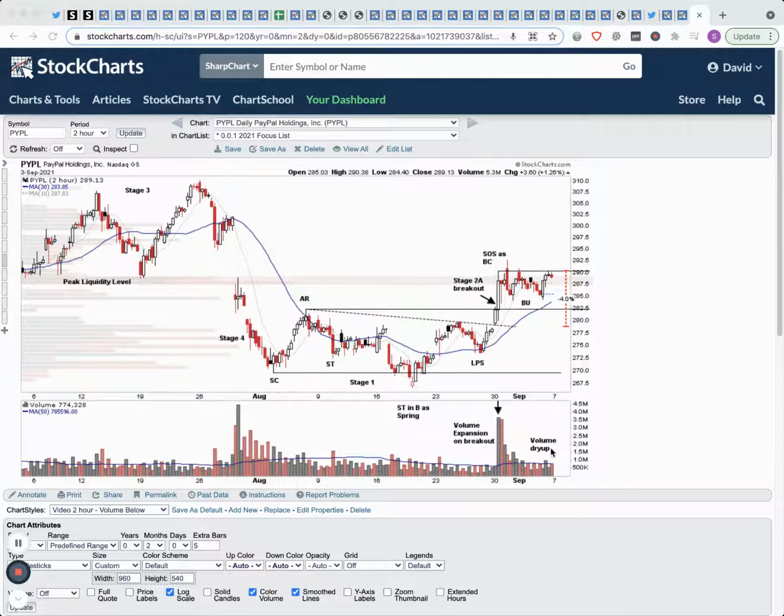And you can see the volume dry up in this base area here following the stage 2A breakout. So we're in the mix of the Wyckoff and the Weinstein method. It's in a buyable area in both methods, but Weinstein focuses more on the breakouts, whereas Wyckoff is more on the dry ups in volume and reversals. So on strong bars like that, reversing off of the lows of bases.